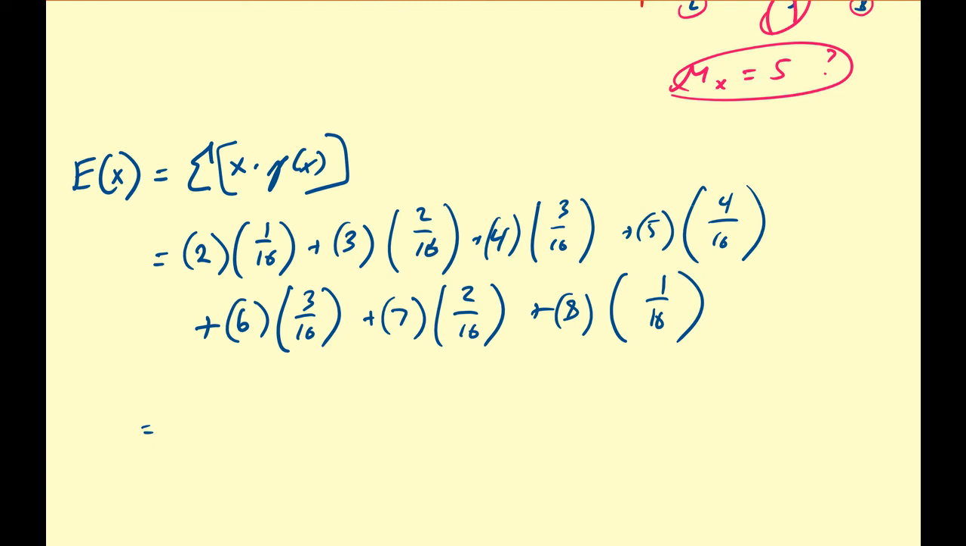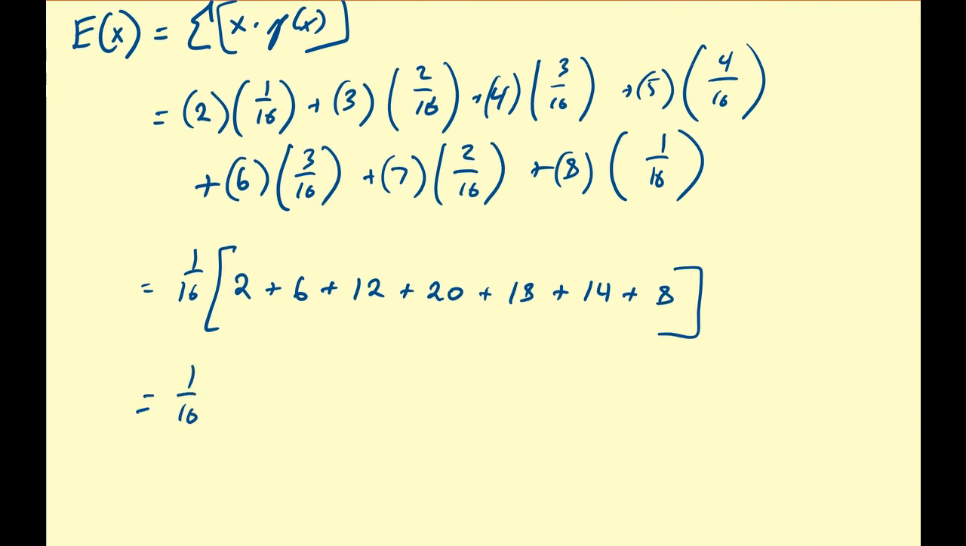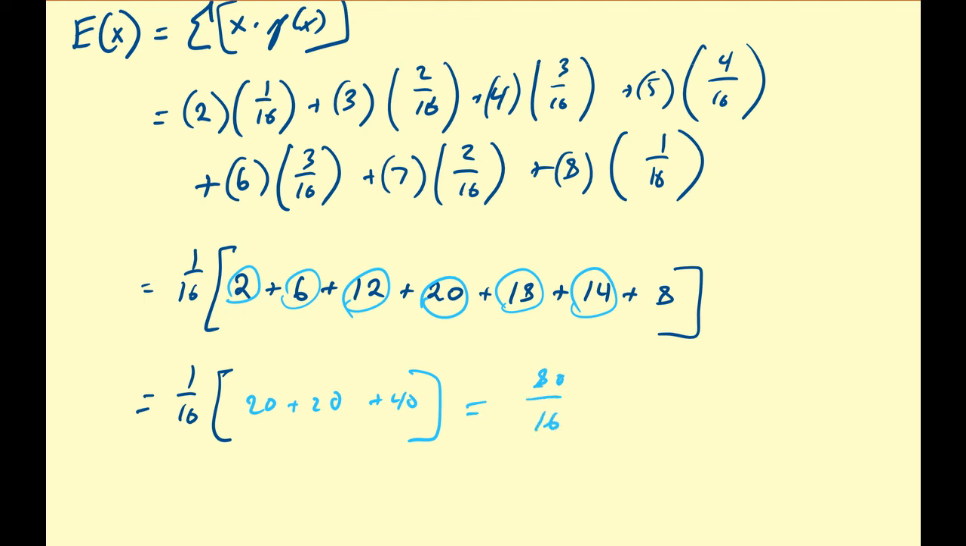To add this quickly, we can factor out a 1 over 16 out of everything, and we're left with 2 times 1 is 2, 3 times 2 is 6, 4 times 3 is 12, 5 times 4 is 20, 6 times 3 is 18, 7 times 2 is 14, and 8 times 1 is 8. So what is this going to come out to? Well, 2 plus 6 plus 12 is going to be 20. We have a 20 there. And what do we have here? So 18 plus 14 is going to be 32, and 32 plus 8 is going to be 40. So this is going to come out to 80 divided by 16, and that, of course, is equal to 5.